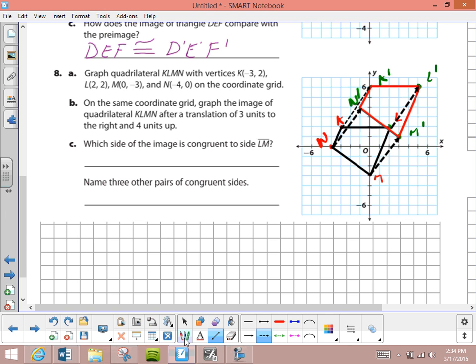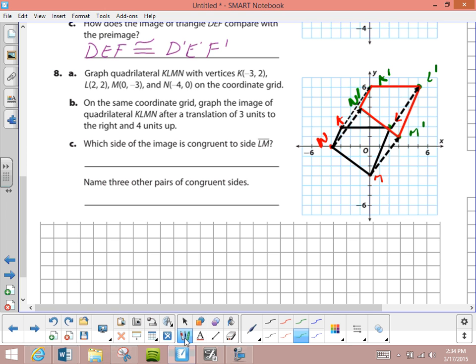All right, let's read the next question. Which side of the image, wait, what are we talking about right now? The black one or the red one? Black. The image, what is the image? The prime or the non-prime? The prime, right? The new one. The image is the new one. The pre-image is the first one, right? The image is the new one.